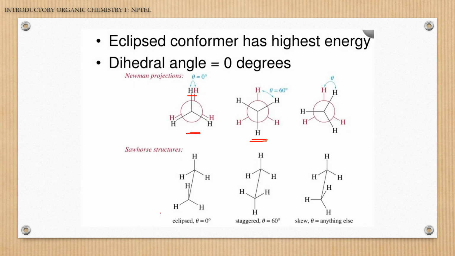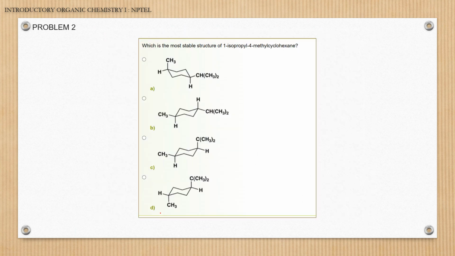Okay. So, in problem number 2, they are asking which is the most stable structure of 1-isopropyl-4-methylcyclohexane. So you have to identify the most stable structure of this 1-isopropyl-4-methylcyclohexane. As you can see, there are four options in which axial and equatorial positions are different for this methyl and isopropyl group. So you have to tell which is more stable. Any guesses around which is the more stable conformation among these four?